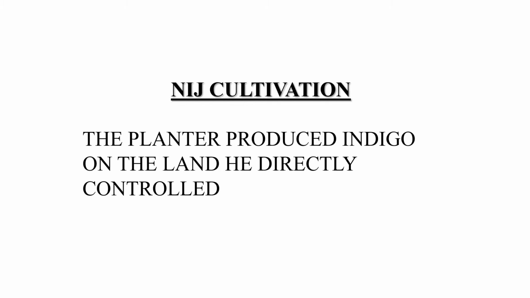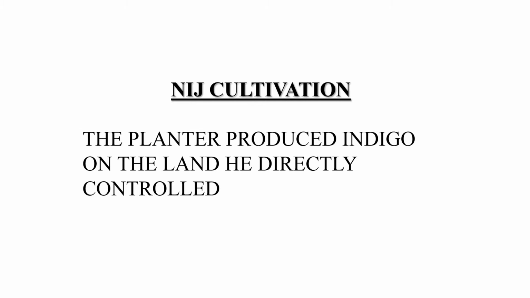Although there was a problem with nij cultivation, the planters found it difficult to expand the area under nij cultivation. Indigo could be cultivated only on fertile land, and these were all already densely populated. Only small plots scattered over the landscape could be acquired. Planters needed large areas in compact blocks to cultivate indigo in plantations. Where could they get such land from?